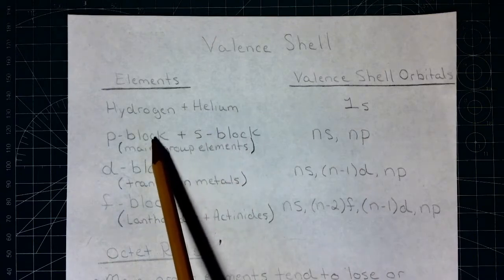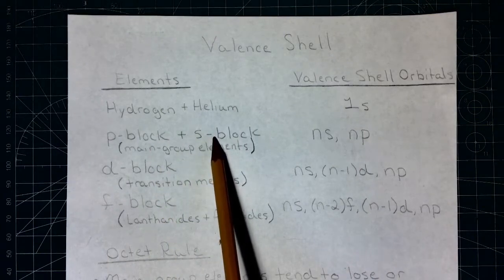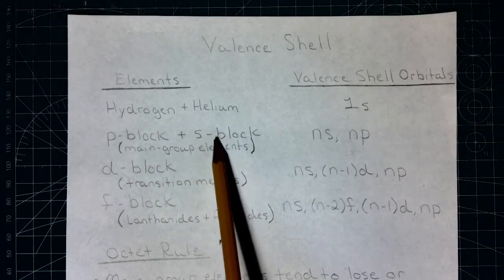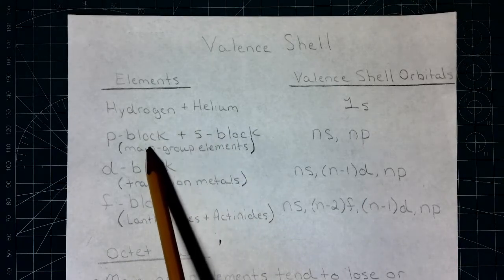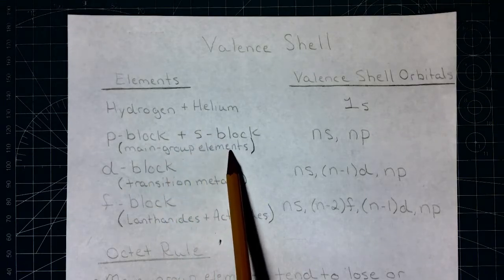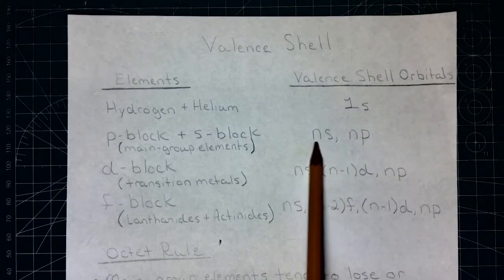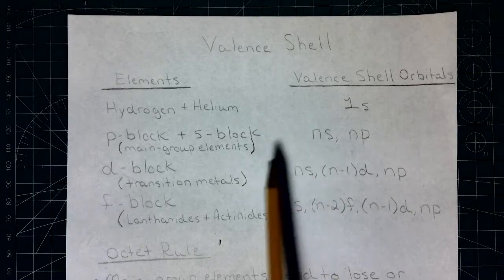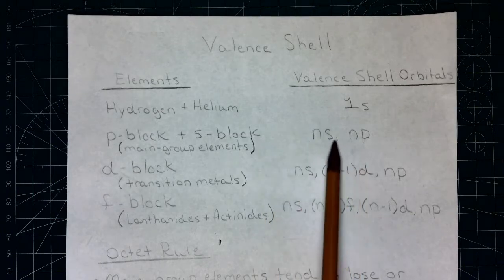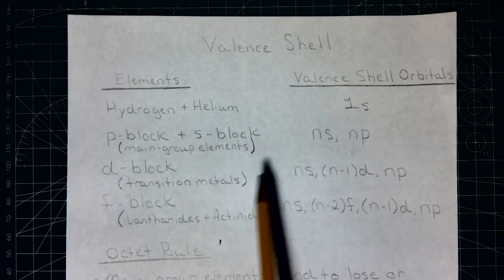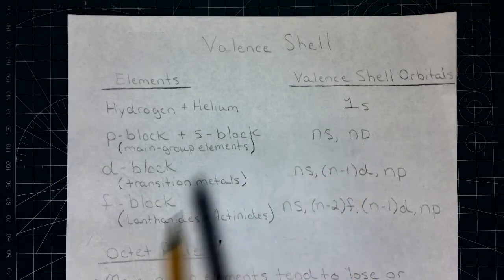For anything in the p or s block, which I'm going to show you on the periodic table, the p and s block together make up the main group elements that we've seen before. Their valence shell is going to be the highest principal quantum number that they have for orbitals, and it's going to be the s and p orbitals in that highest energy level.